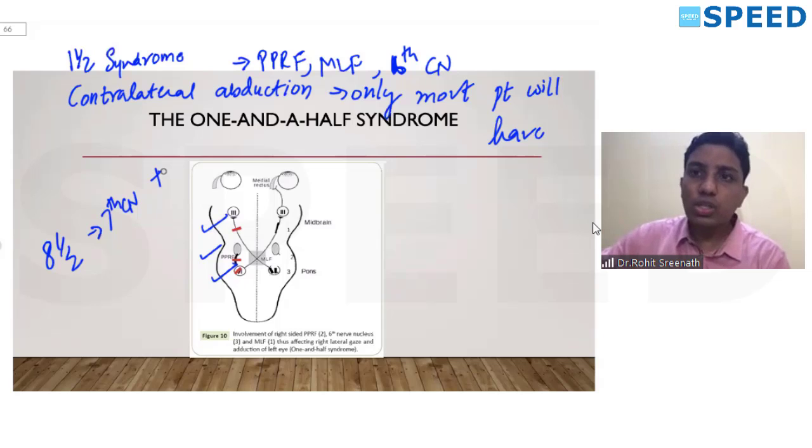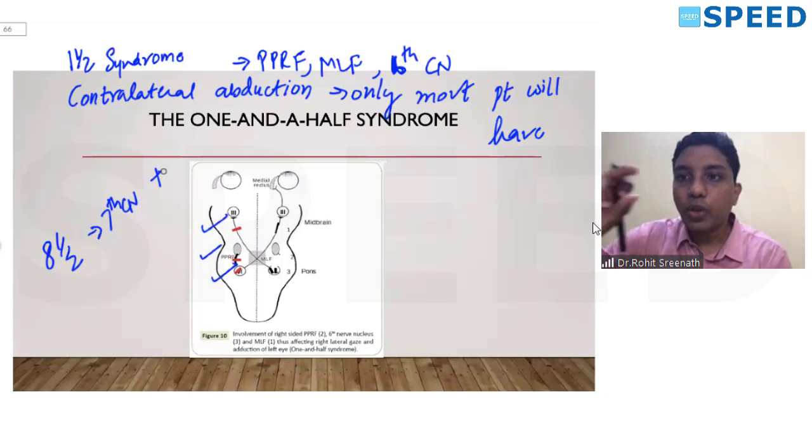Okay, so this is mentioned in your neuro-ophthalmology book called Walsh and Hoyt. So mainly you should know about internuclear ophthalmoplegia. You can expect questions from internuclear ophthalmoplegia. Also 1.5 syndrome, the only movement left in the patient is the contralateral abduction. And 8.5 syndrome. 8.5 syndrome is 7th cranial nerve involvement along with 1.5 syndrome.